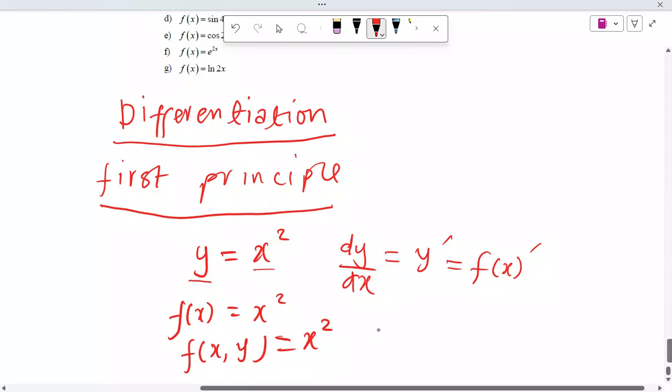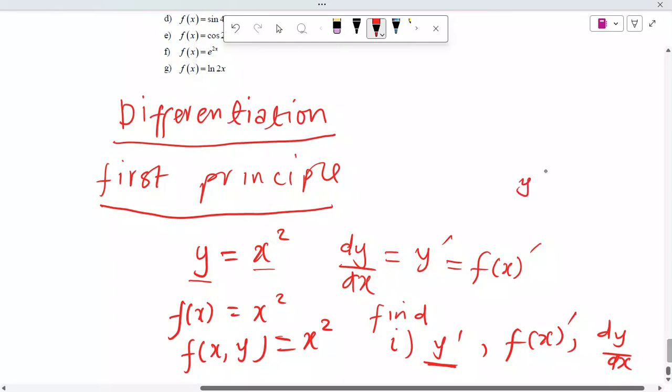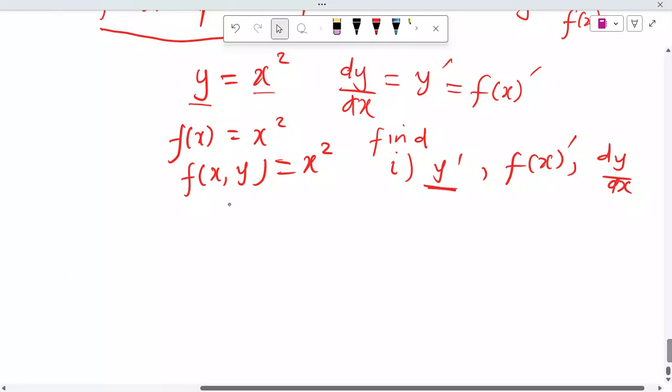If I say find y prime, I'm just telling you to differentiate. Also if I say f of x prime, I'm telling you to differentiate. Or I say find dy dx, I'm telling you to what? Differentiate. So you need to be familiar with this. If I say y dash, this is differentiation. f of x dash means differentiation. Having said that, let's now focus on the main topic of our discussion, which is first principle.